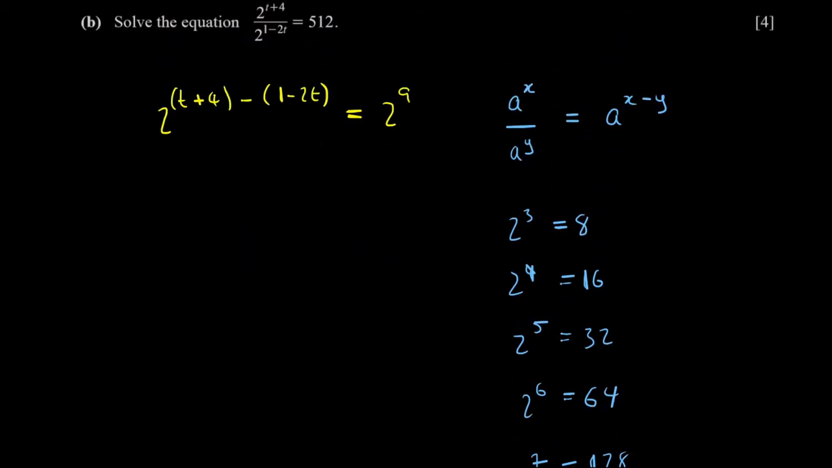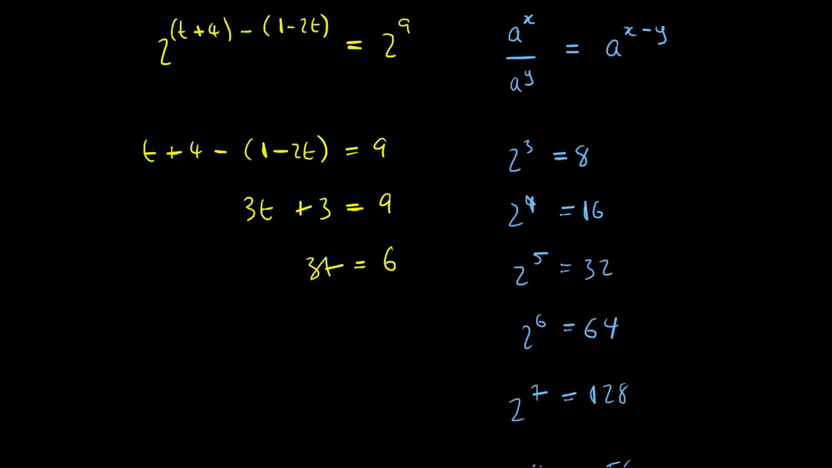Well, if that's the case, then these two powers must just be the same thing. So now we can just write t plus 4 minus 1 minus 2t. Well, that must be equal to 9. So if I simplify that, I've got t minus 2t, that's negative t. I've got 4 minus 1, which is plus 3. Therefore, 3t is going to be equal to 6, and t will be equal to 2. So t is equal to 2 should be our answer.